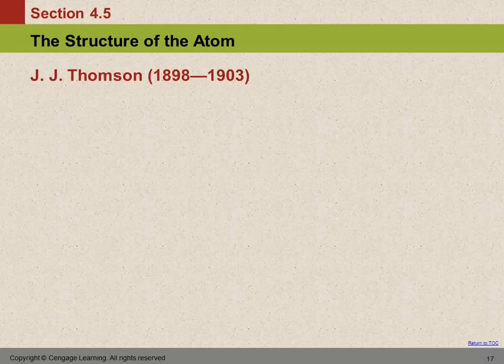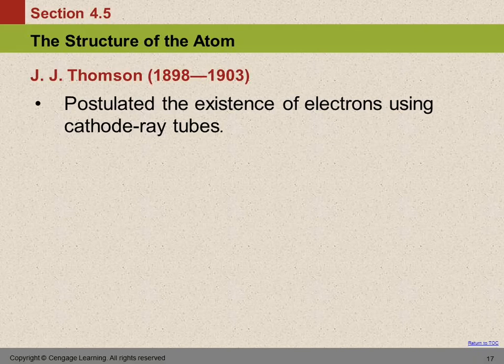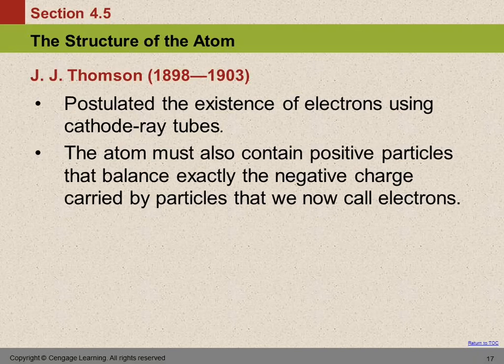Okay, the structure of the atom. J.J. Thomson. So he proposed the existence of electrons using cathode-ray tubes. And the electrons are a negative charge, and he said that the atom then must also contain positive particles that balance the negative charge. We now call those particles protons.